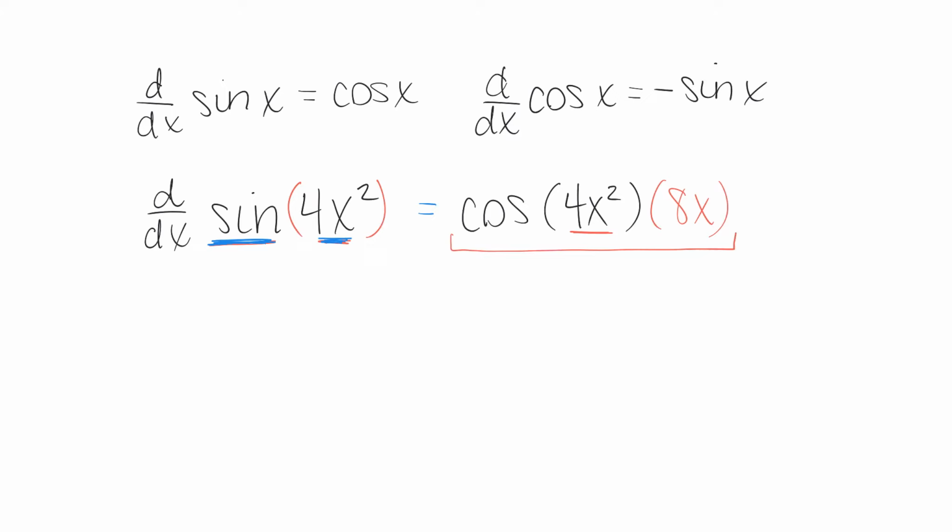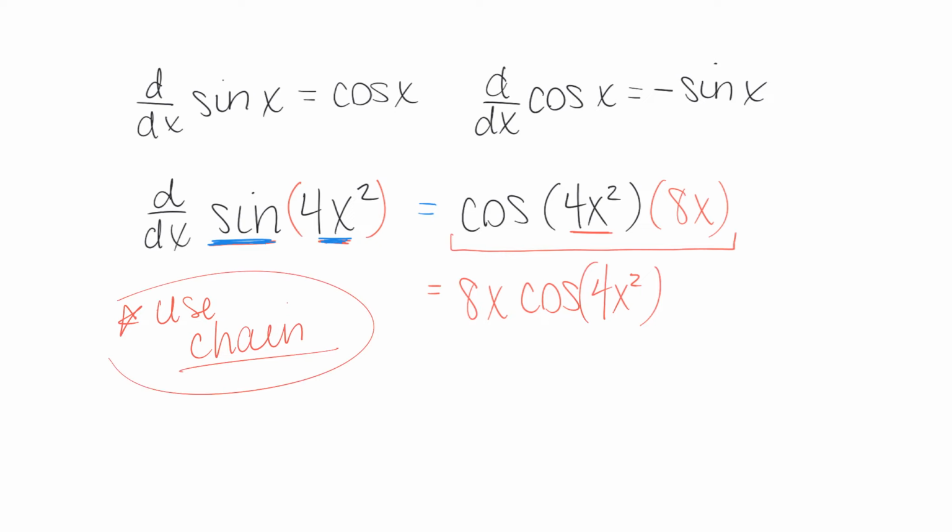This is not how we write that with good mathematical etiquette. We need to move our 8x to the front, and then we have the cosine of 4x squared. It's generally better to put brackets around whatever you're taking the cosine of if it's more than one term or one value or variable. Okay, so every trig derivative uses chain rule. You're going to use chain rule just about every time.